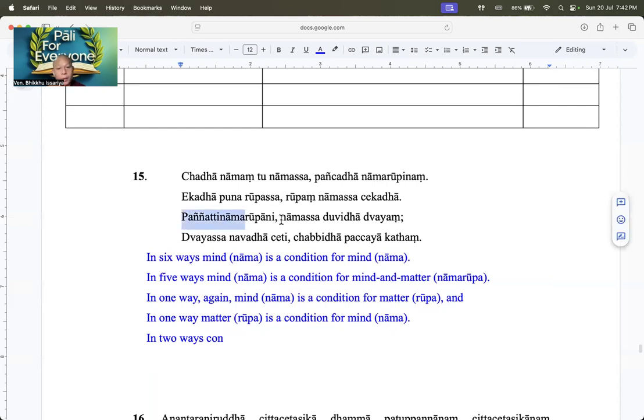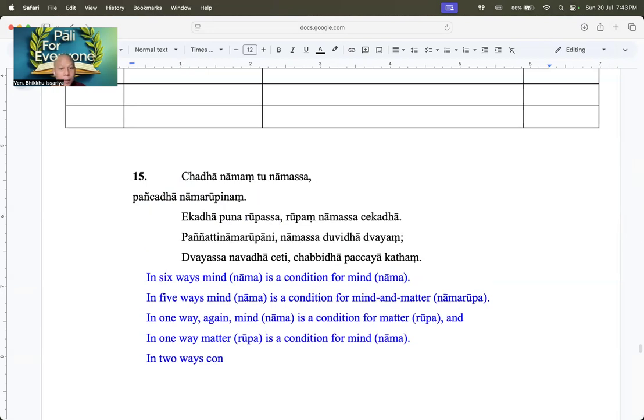Paccayati nama rupani namassa. The first one is here chaddha: in 6 ways, nama to nama. So mind is a condition for the mind. The second, panjadha, in 5 ways: nama to nama rupa, this nama can be understood so that mind is a condition for mind and matter. Okay. And then the next one, ekadha puna rupassa, that means nama for rupa. This nama needs to be understood in this way. Okay. So now to understand that one, line by line is better.